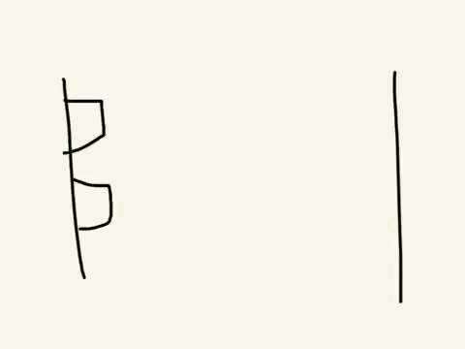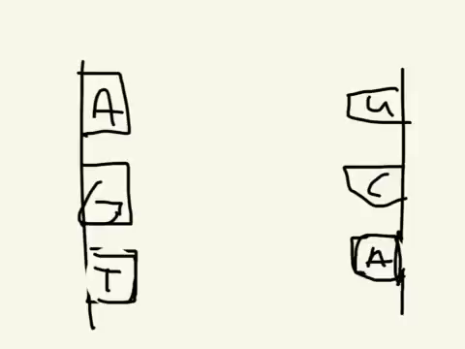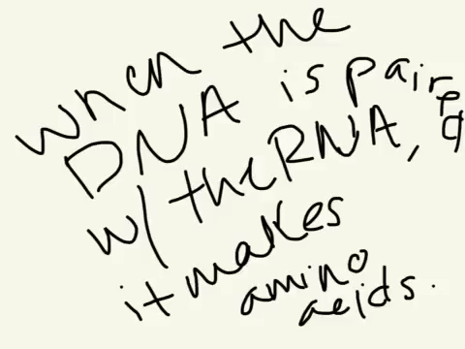the DNA pairs with the RNA, and then the RNA and the ribosome pairs with something else that's holding the correct amino acid. Like this. As you can see here, this is DNA transferred to RNA. The DNA is paired with the RNA. It makes amino acids.